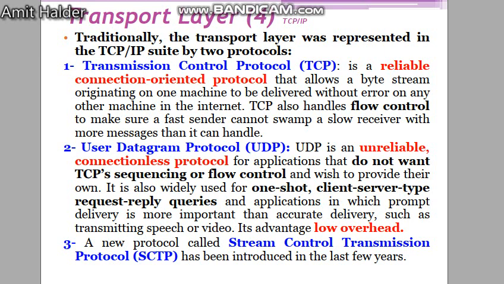Now this part really makes the difference between some parts, and that is why this is TCP/IP. Transmission control protocol is a reliable connection-oriented protocol. That is a connection-oriented protocol that makes a real connection, real network access between two individual hosts. Also, TCP handles flow control to make sure that a faster sender cannot swamp a slower receiver with more messages than it can handle. So flow control is one of the basic parts of that.